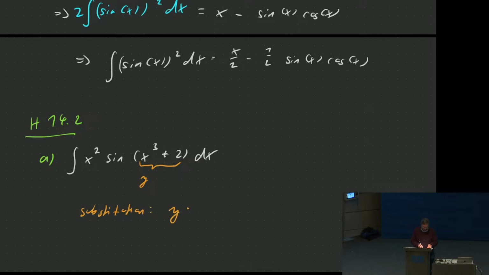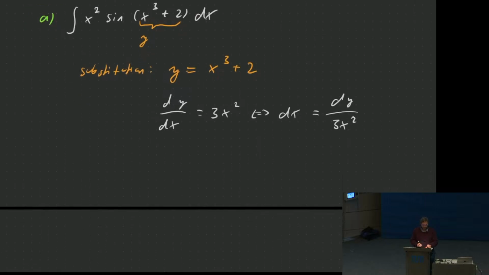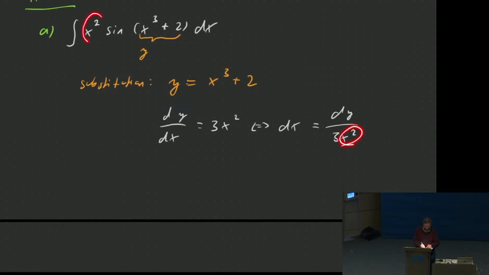So let's write that down first and say we use the substitution y equals x to the power of 3 plus 2. Let's differentiate that expression with respect to x. What we get is 3x squared. And that means dx is equal to dy over 3x squared. Right? And hopefully at that point you can see that x squared will cancel out.